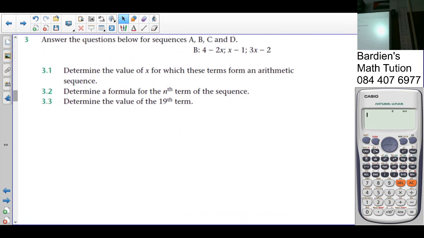Look at number 3. We said out of number 3 we're going to do B. Answer the questions below for the sequence A, B, C and D. As you can see, A, C and D is not here. I just got B down. Determine the value of X for which these terms form an arithmetic sequence. What is exclusive to arithmetic sequence? Common difference. So use your common difference formula to solve for X here. Then you determine the formula for the nth term of the sequence. And then determine the value of the 19th term. So do that quickly.